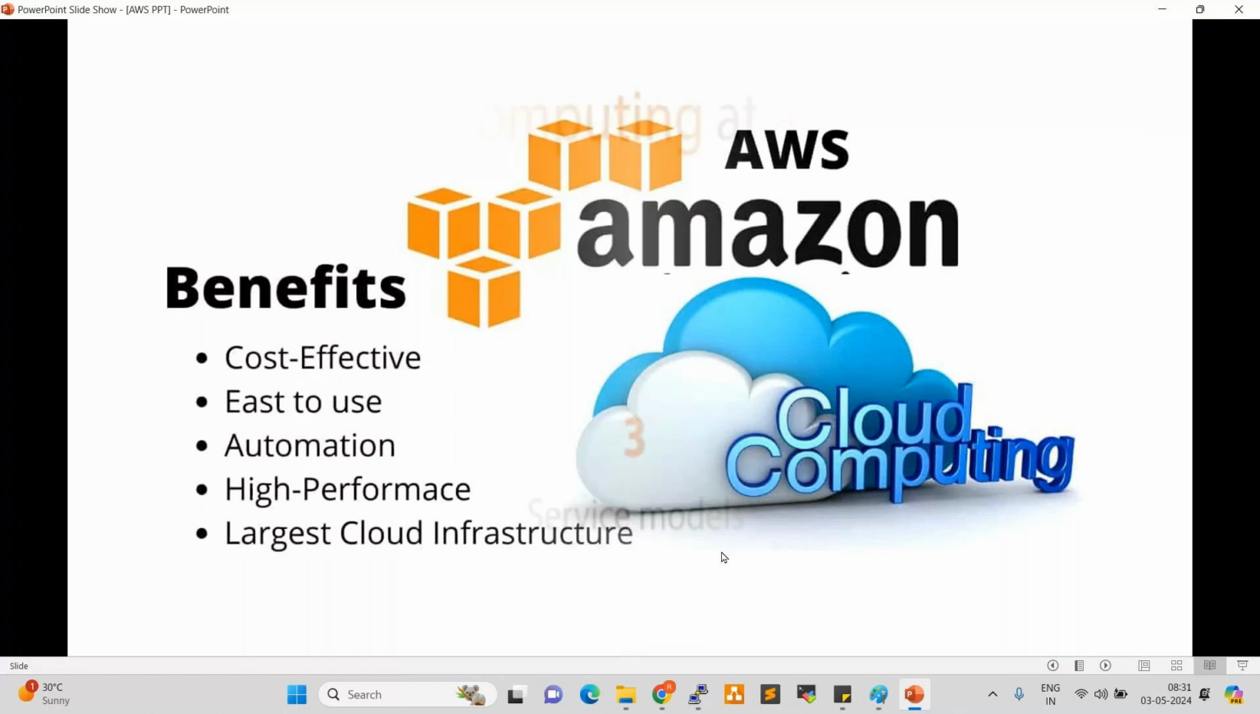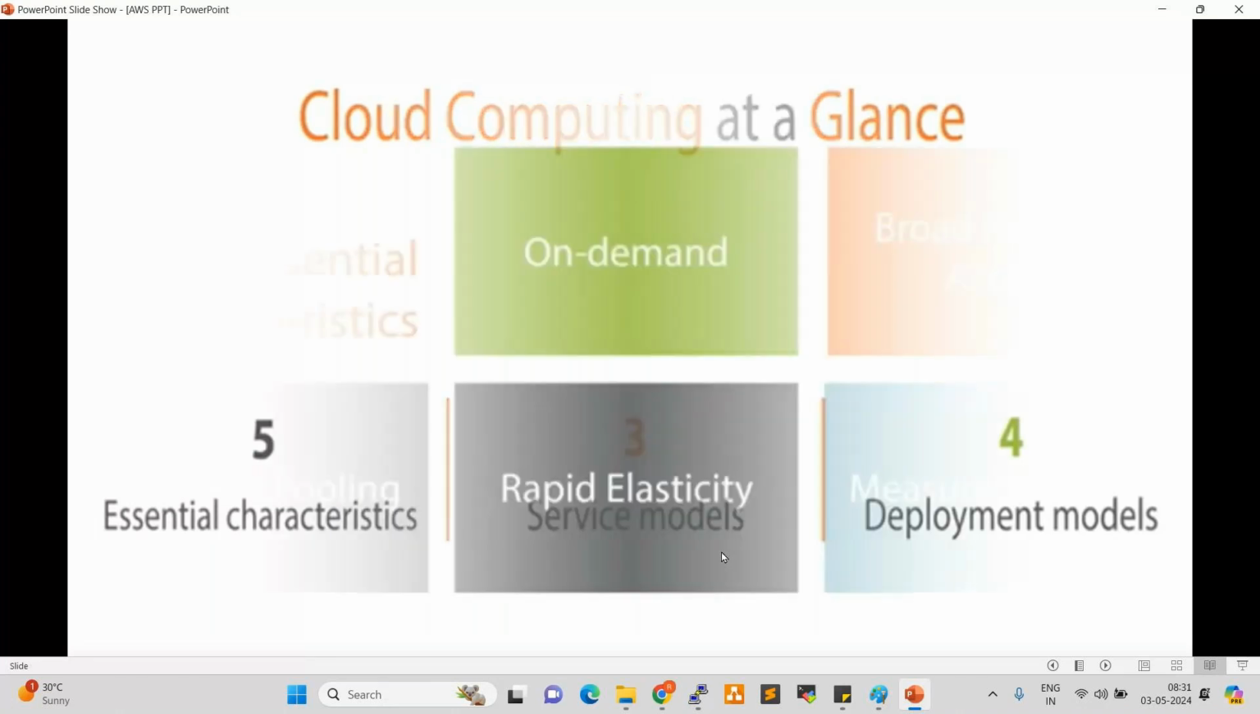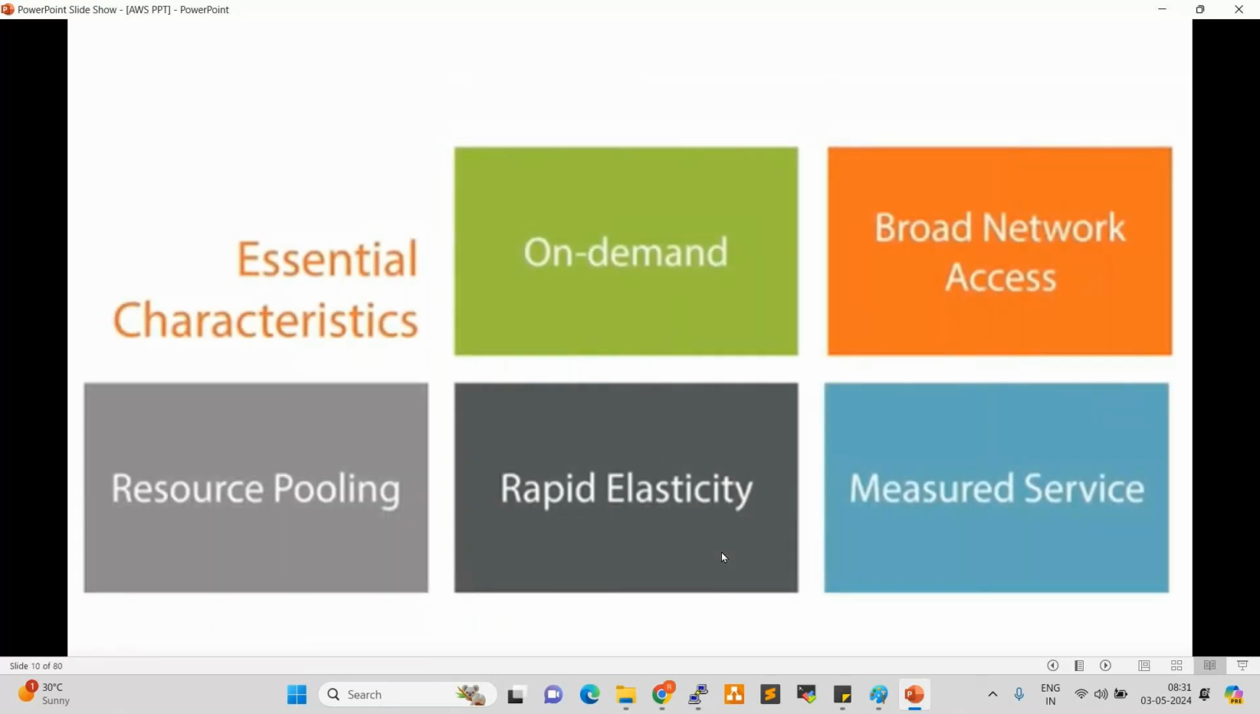Next one. Cloud computing at a glance: five essential characteristics, three service models, and four deployment models. What are the essential characteristics? First one is on demand, second is broad network access, third is resource pooling, fourth is rapid elasticity, fifth is measured service. Let us go one by one.